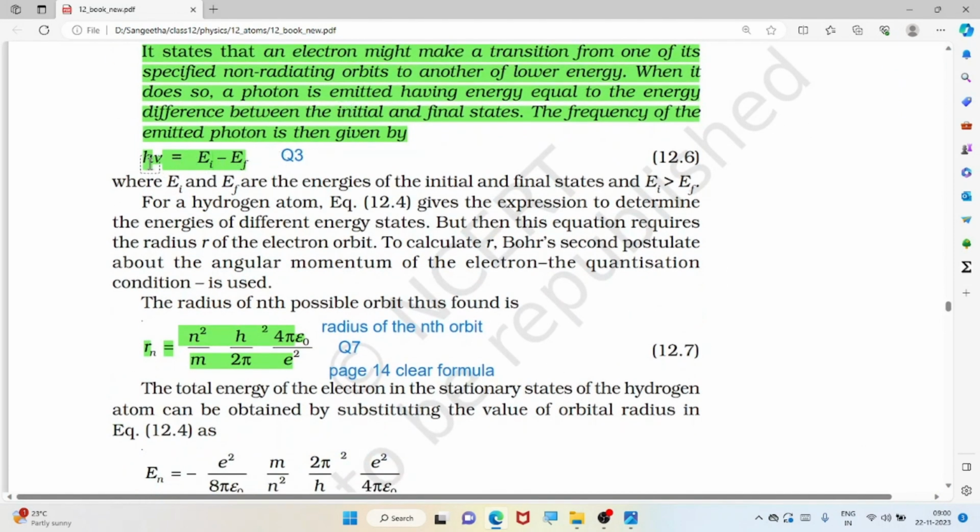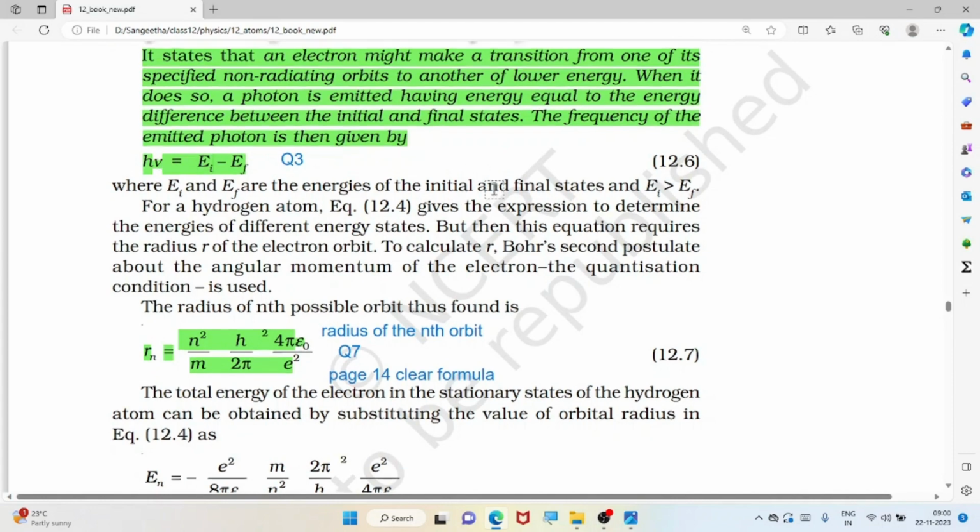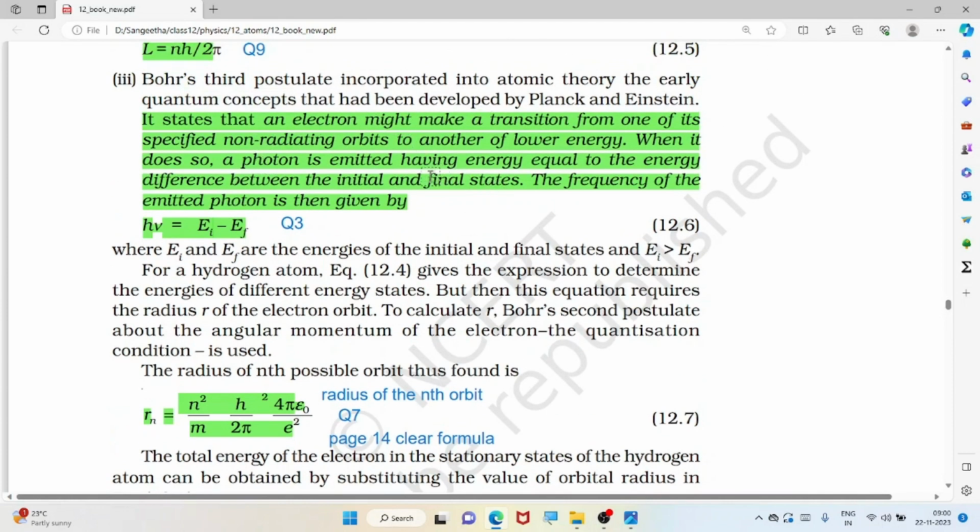The difference in energy levels equals Planck's constant times the frequency. This is the frequency of the emitted photon.